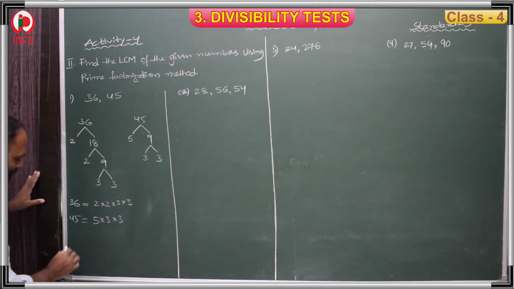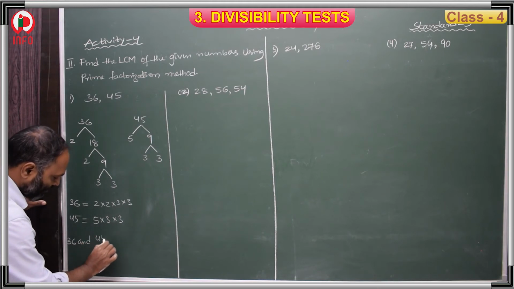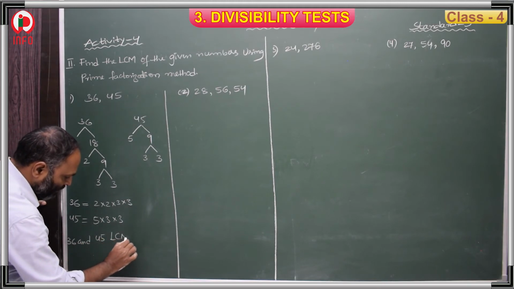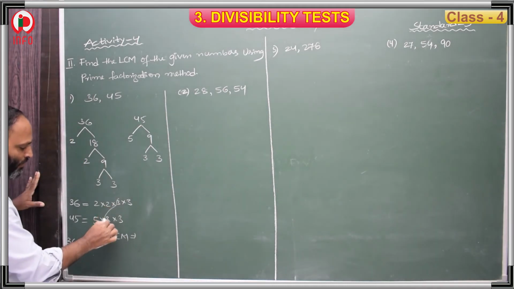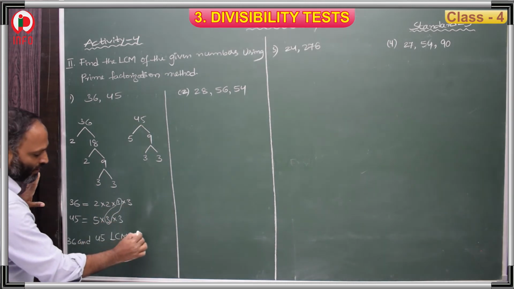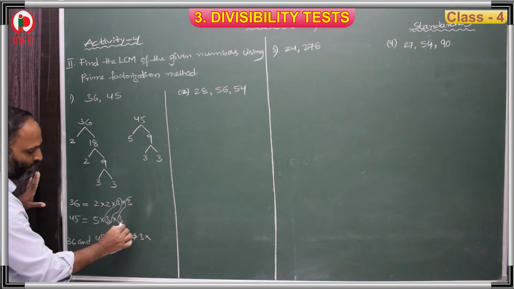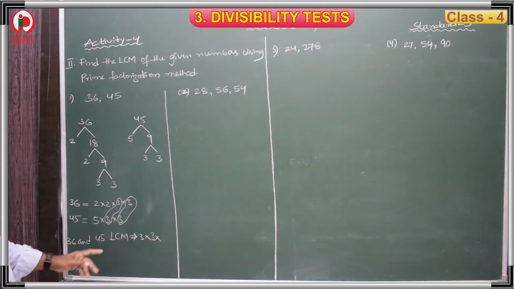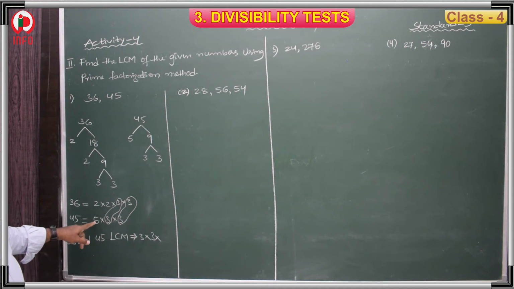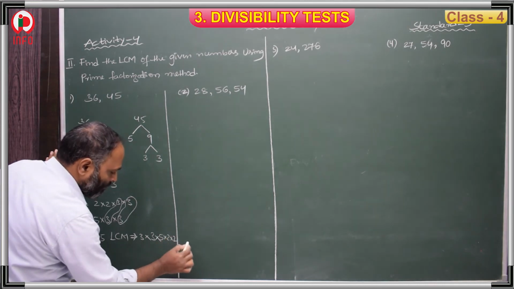Now the LCM of 36 and 45. How to take the LCM? First, whatever is common, you write the common one time. 3 and 3 are common, so one time you have to take each. Then after that, whatever is left, write that: 5 into 2 into 2.